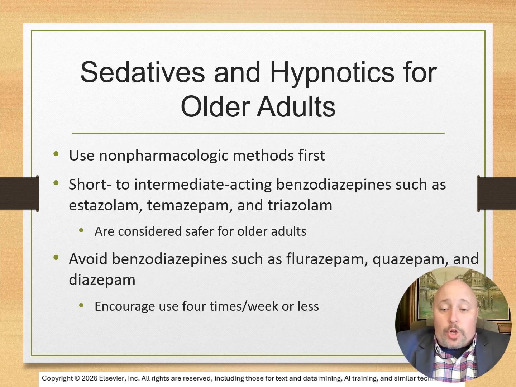We want to use all of these medications very cautiously with the elderly. Begin with the non-pharmacologic methods first, then go to short to intermediate acting benzodiazepines. These are considered safer for the older adult. You want to avoid benzodiazepines such as flurazepam or clonazepam and even diazepam, and encourage use 4 times a week or less, as they seem to be much more sensitive to it.